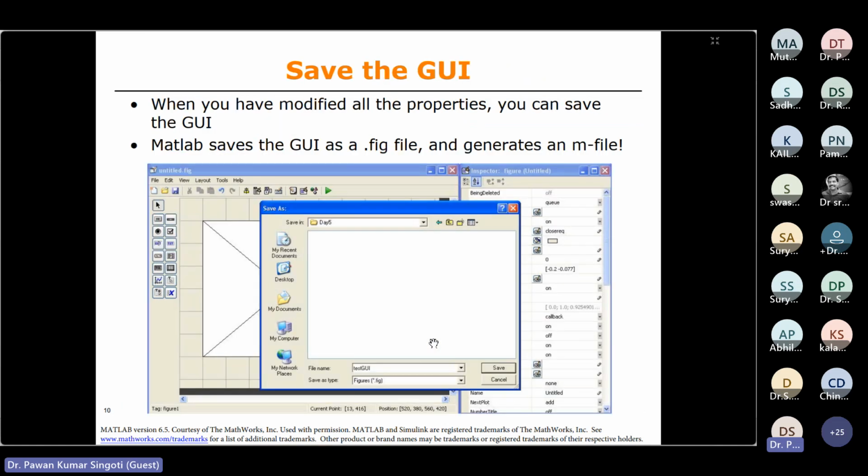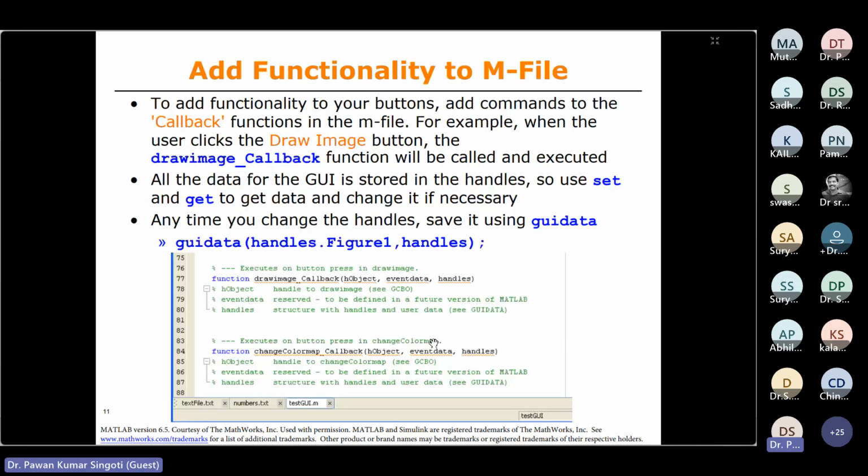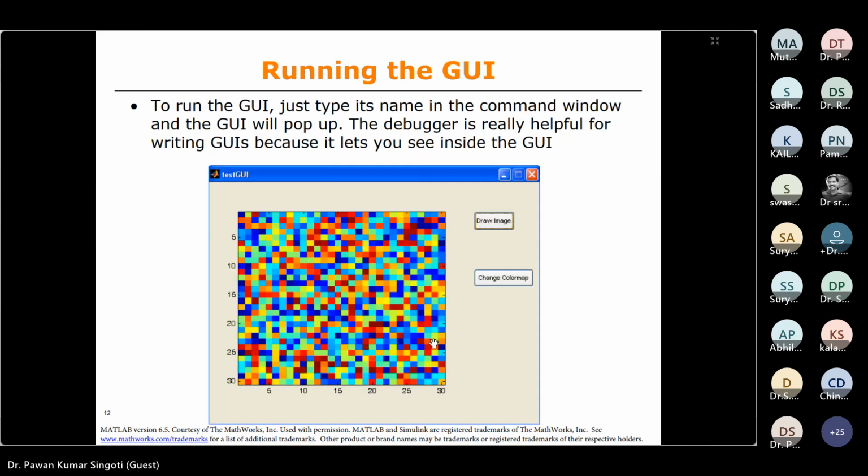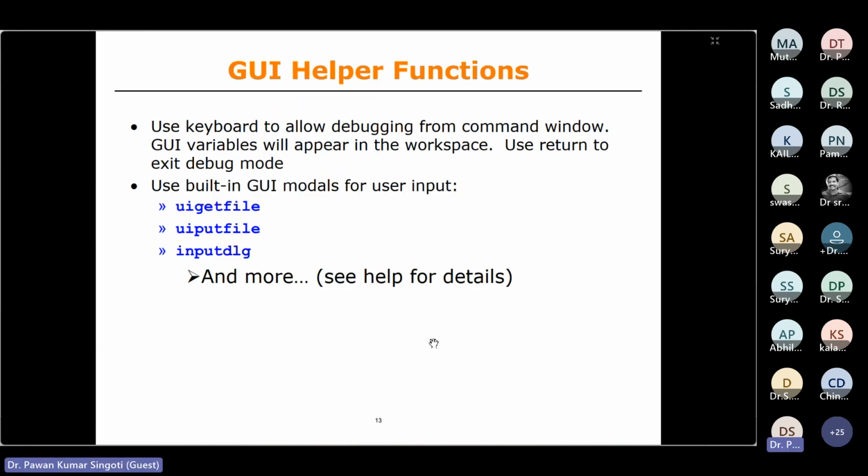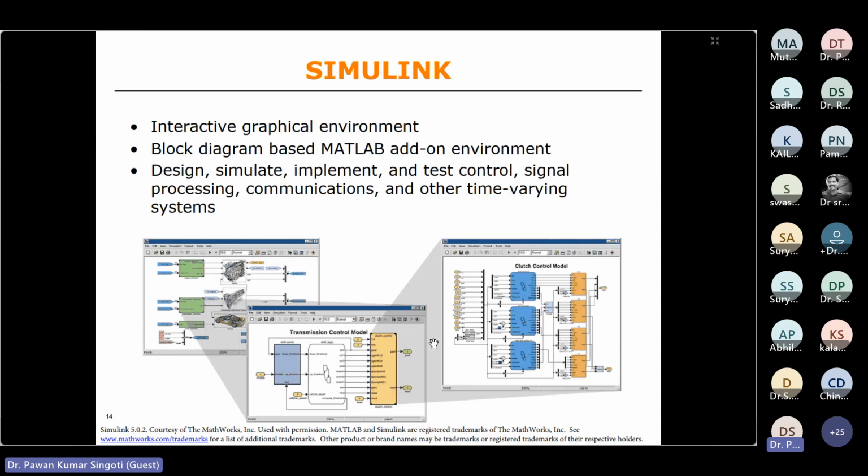You can save your GUI with the help of the save as command. Then add functionality to the M file. Functions we already discussed. Then running the GUI, and then the GUI help function.